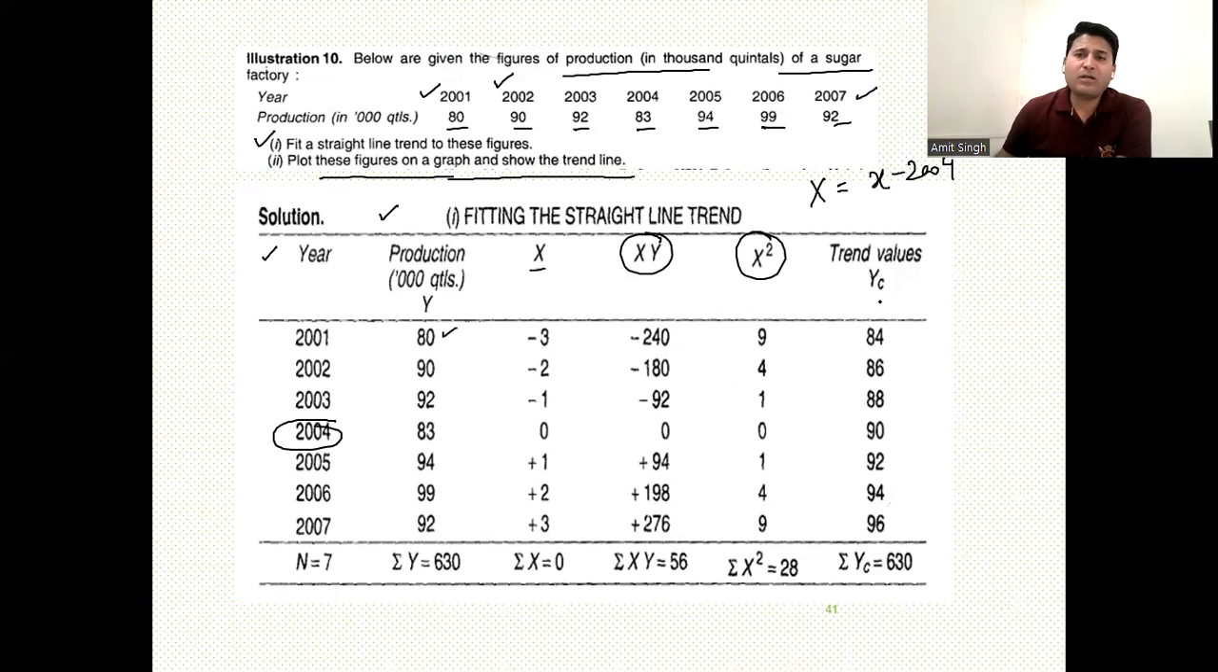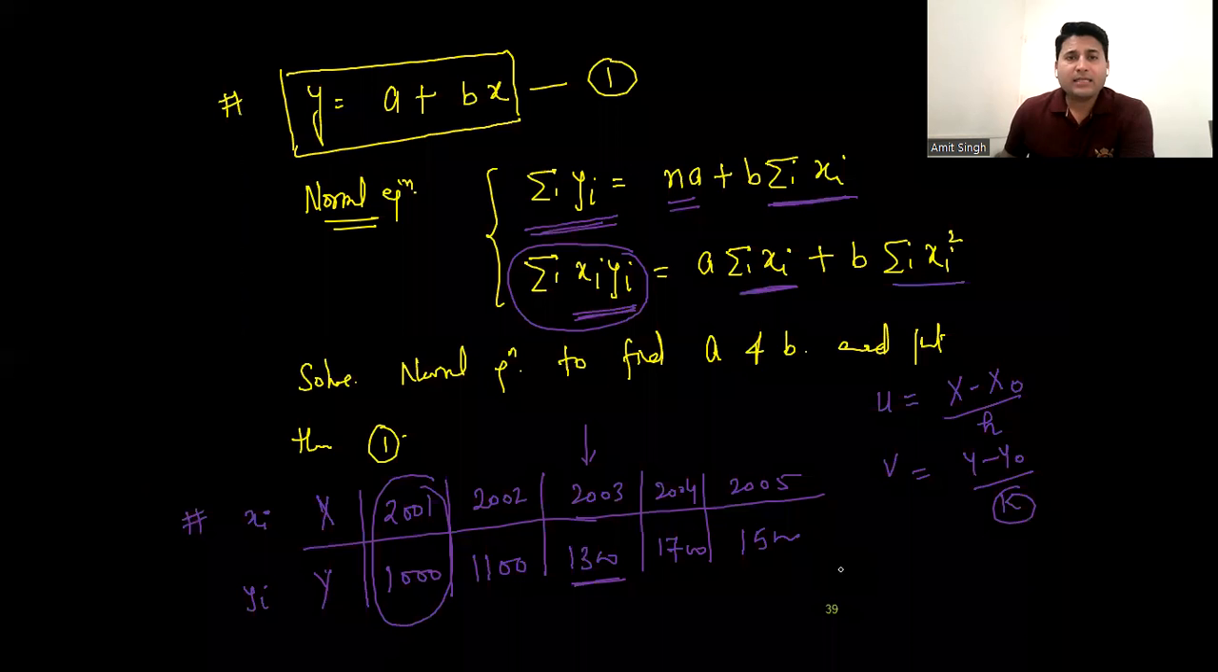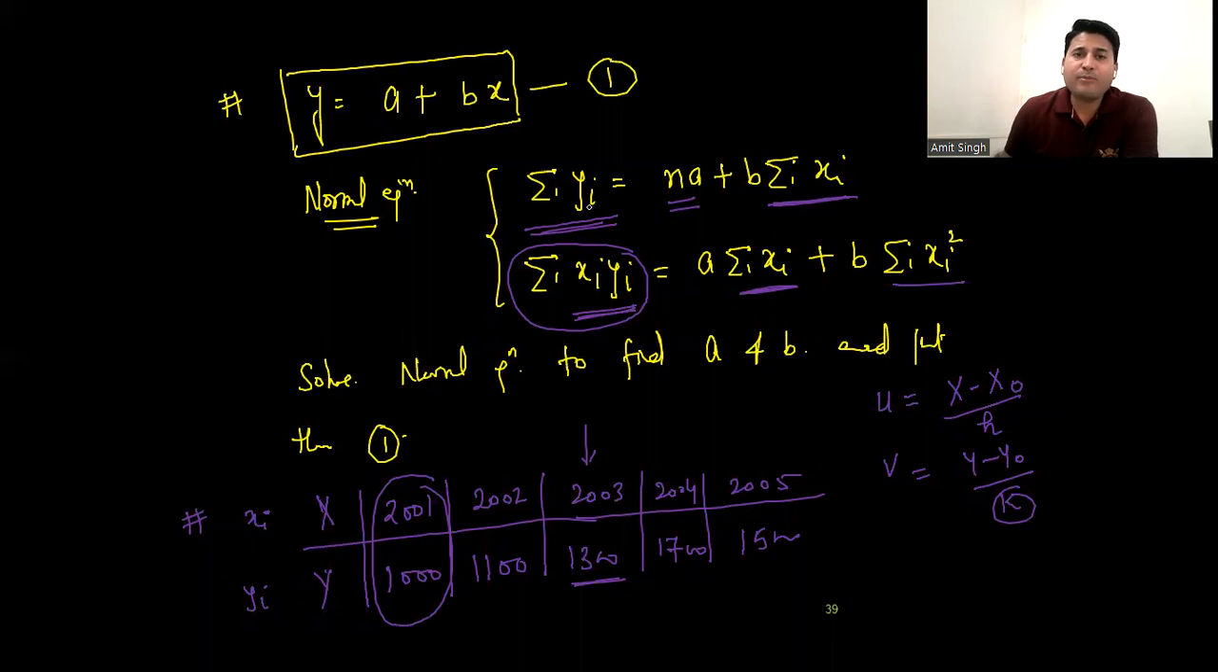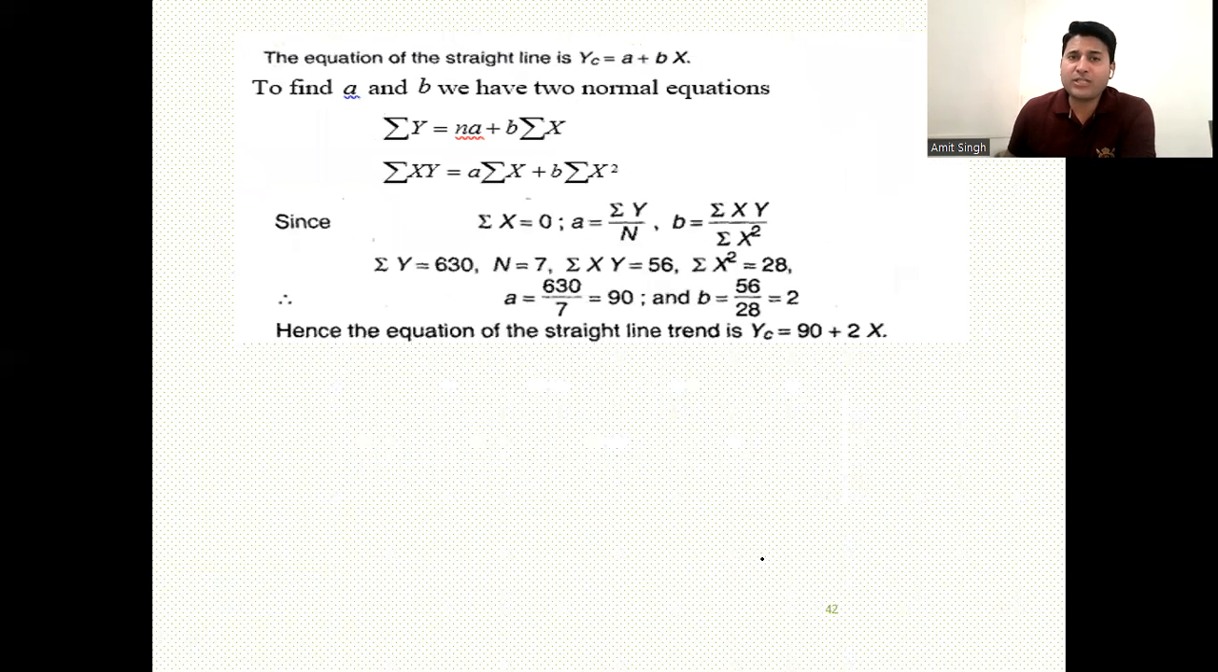Okay, and this is what yc they are directly calculating. If you see the trend line, what I needed, just see the trend line. So I need sum of yi. Sum of yi means this is yc. They are taking it as yc. Okay, they are making the function like yc equals a plus b into x.